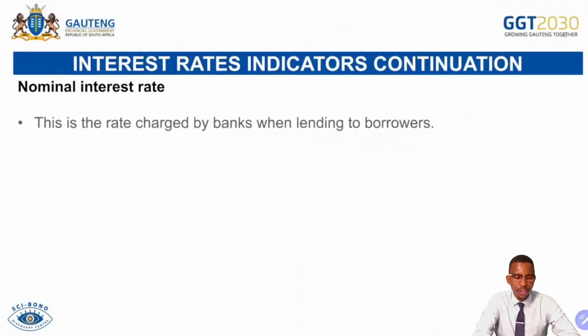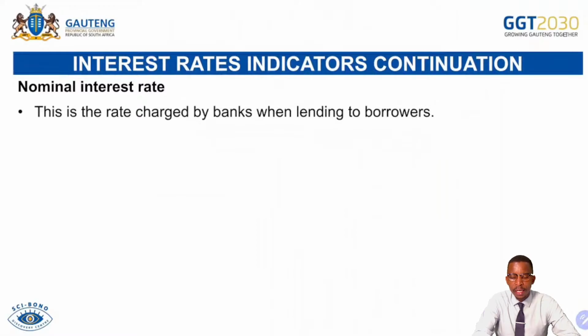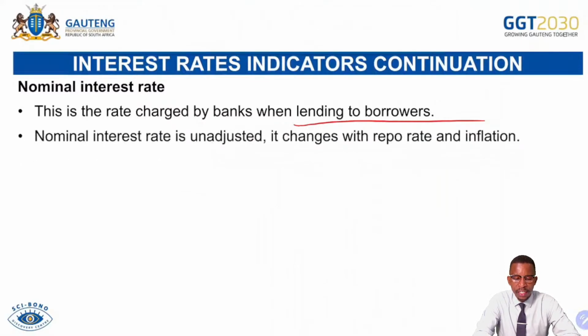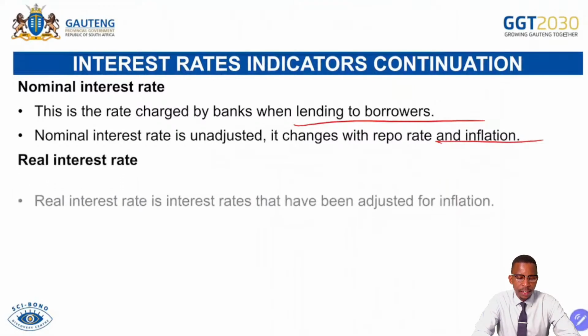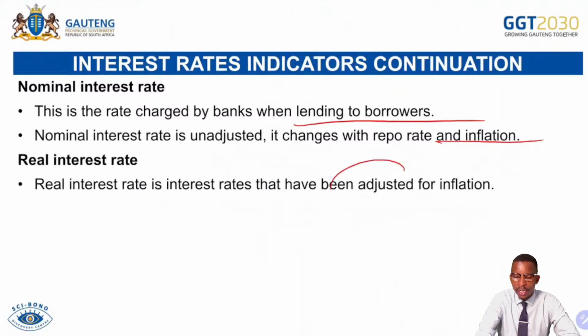the nominal interest rate. So this is the rate charged by banks when lending to borrowers. Whenever people are borrowing money from commercial banks, they are charged what we call the nominal interest rate. Nominal interest rate is unadjusted. It changes with the repo rate and inflation. It is not stable like the real interest rate. This one changes with the inflation and also changes with the change in the repo rate. Real interest rate, this one has been adjusted, does not have an inflation effect, does not change with the inflation.